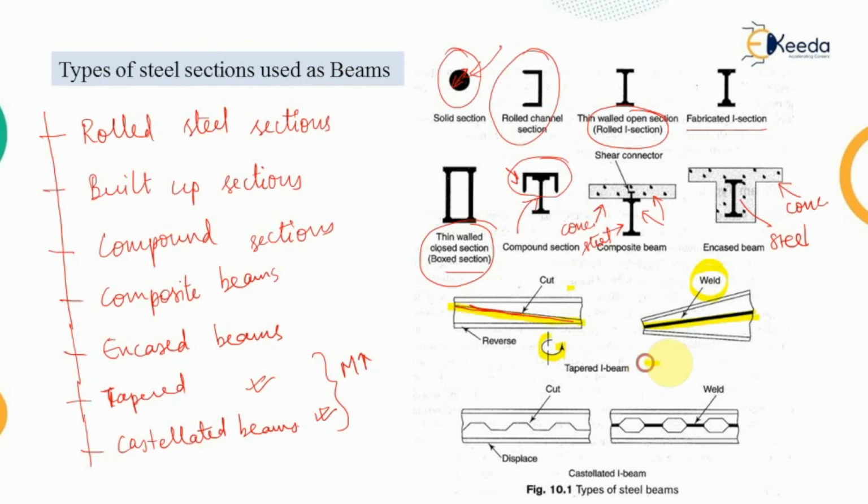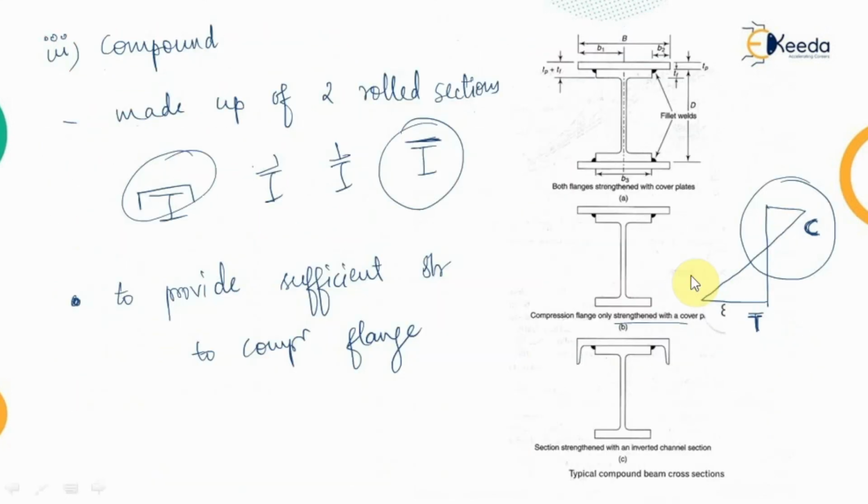Now when we are moving along the length, the thicknesses are increasing towards the end of the section. So whenever we require a tapered section, we can provide it with the help of a cut in the I section. So these are the different steel sections which can be used as beams.